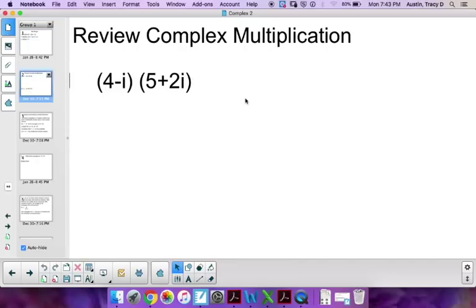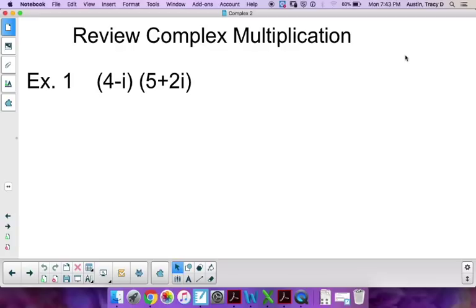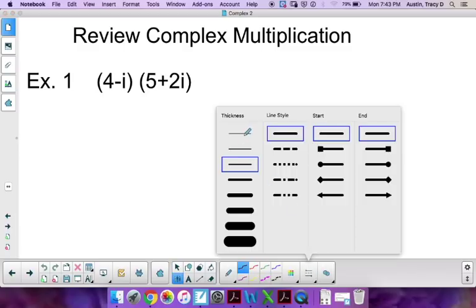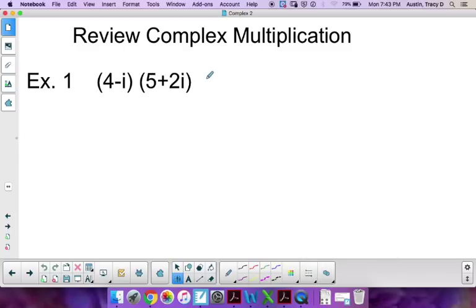So let's take a look at what we're working with today. We're going to be multiplying complex numbers because that is actually how you divide. So let's go over specifically how much you remember about multiplying complex numbers. Now we do this just like you do your bell ringer, where you have to distribute.